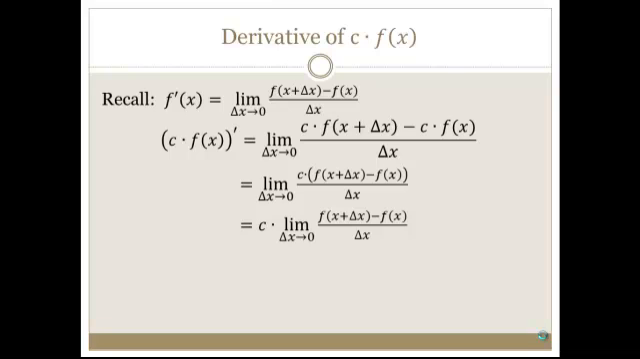But pulling c off of our fraction, we see that we have c times the limit as delta x goes to 0 of f of x plus delta x minus f of x all over delta x. But this is simply c times the derivative of f. So we have that the derivative of a constant times f of x is that constant times the derivative of f of x.